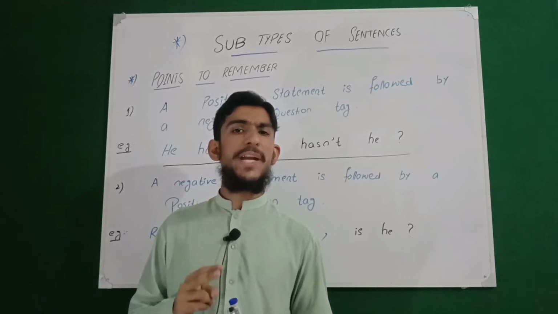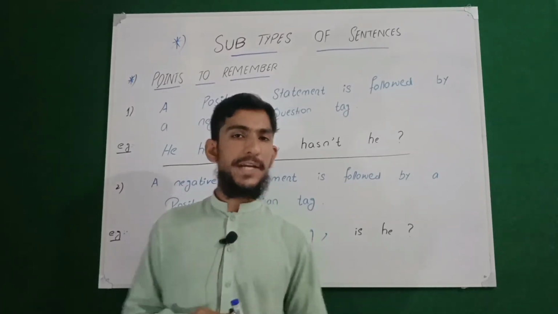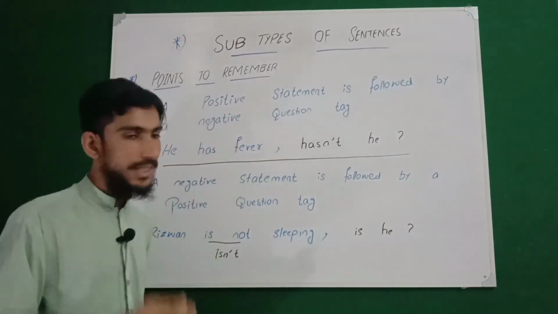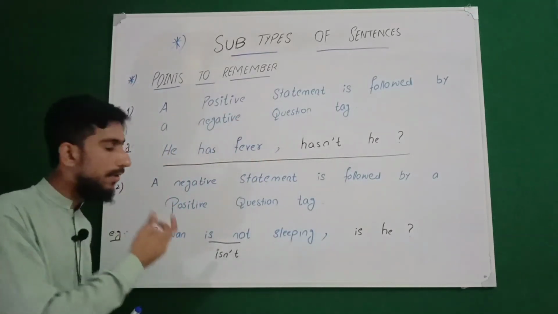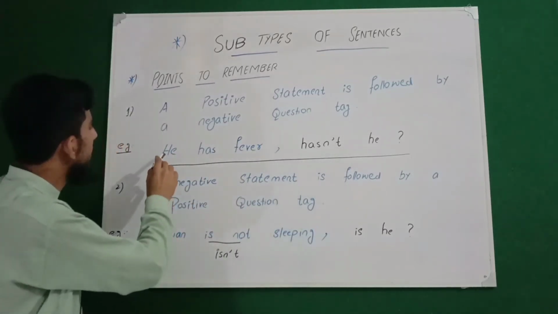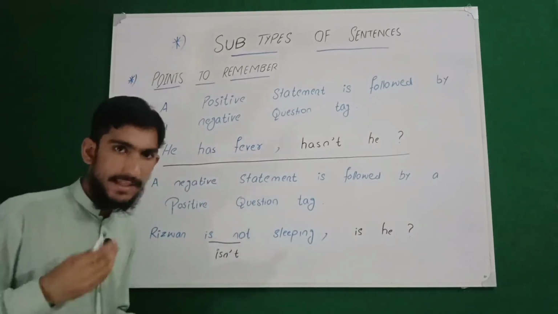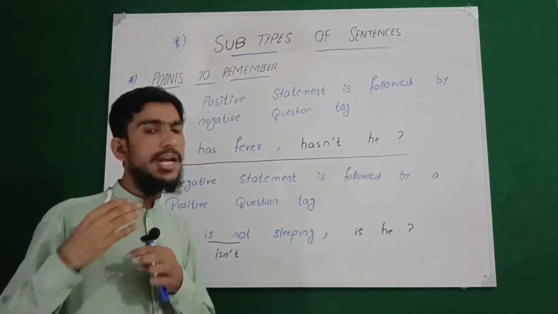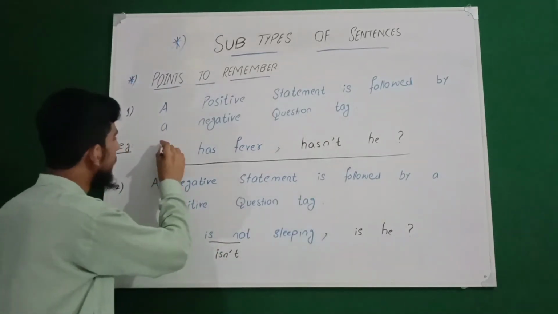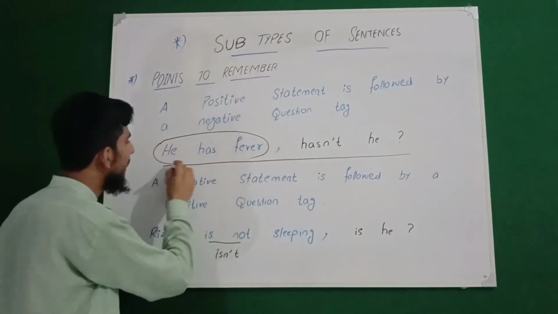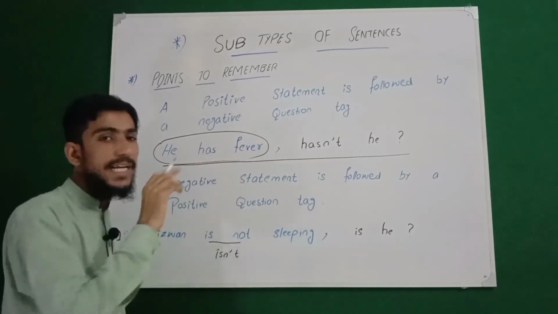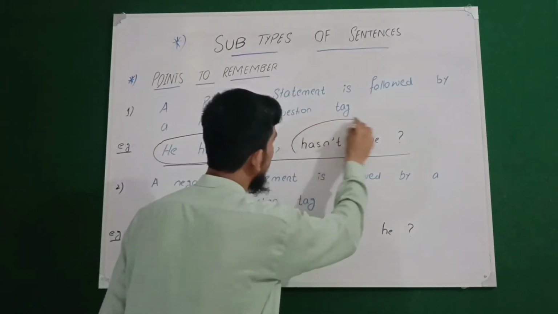We will discuss the two main points to remember about question tags. First, a positive statement is followed by a negative question tag, while the second point is that a negative statement is followed by a positive question tag. For example, he has a fever. We have discussed in the subtypes of declarative sentences that sentences in which there is no negation we call positive statements. So this is a positive statement, because there is no negation involved. When a positive statement comes, it will be followed by a negative question tag.